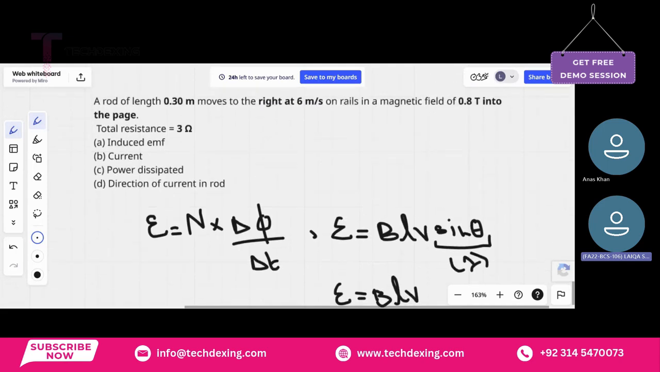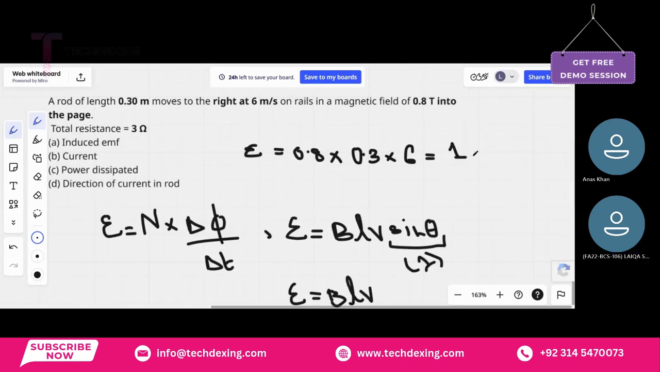Now we will simply substitute the values. Epsilon equals B is 0.8 times L is 0.3 times V is 6. What would be the answer? We will get 1.44. And what's the unit? The unit is volts. Okay, very good. That's part A.